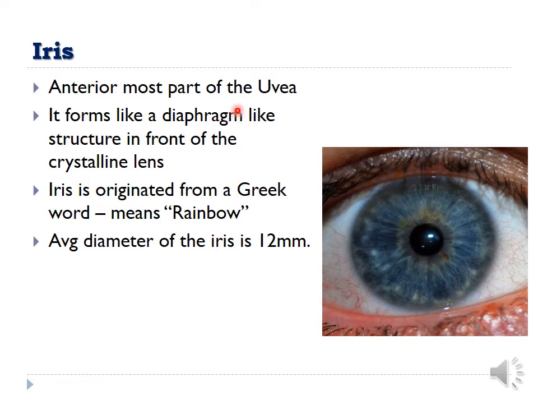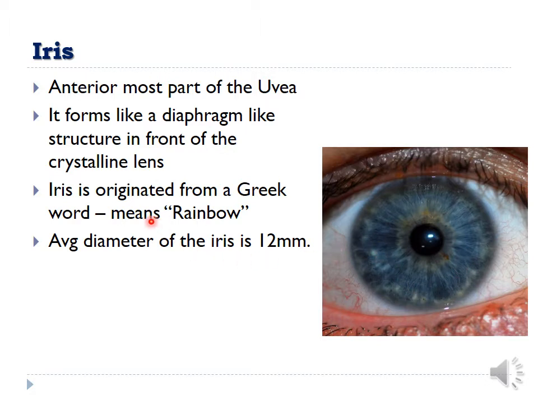So why is it acting like a diaphragm or a curtain? Because when we look into very bright light, it controls the light, and in the evening when the light from outside is less, it will make the pupil size bigger so that more light can come inside.